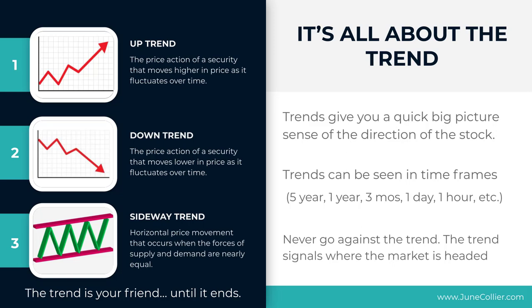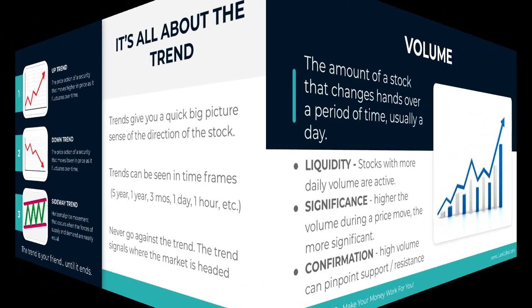There are 3 basic trends. Uptrends signal the price action of a stock that moves higher in price over time. Downtrend signals the price action of a stock that moves lower in price over time. And then there's Sideway Trend, which signals the price action moving sideways in price over time. Now, never go against the trend. The trend signals where the market is headed.